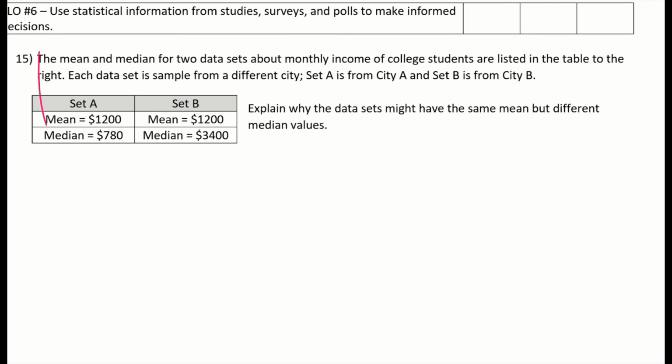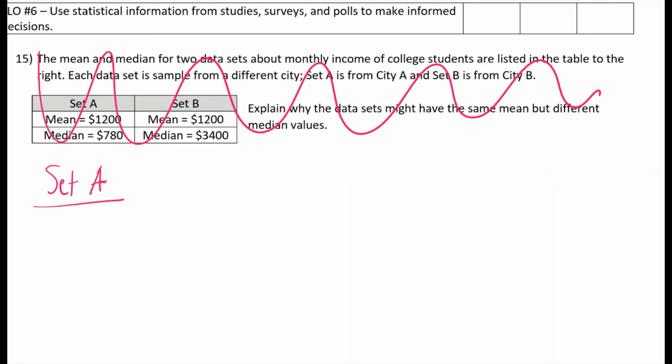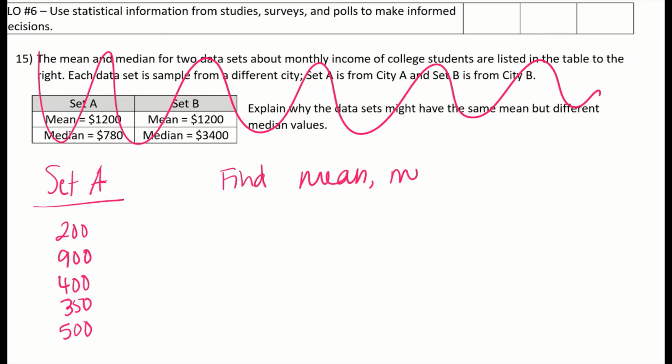Now number 15 is going to be different than this. You're going to be given a set of numbers, and then you have to find the mean, median, and mode of those numbers. So let's say you're given 200, 900, 400, 350, and 500. So you would have to remember how to find mean, median, and mode of this set, and then decide which of those three central tendencies makes the most sense.